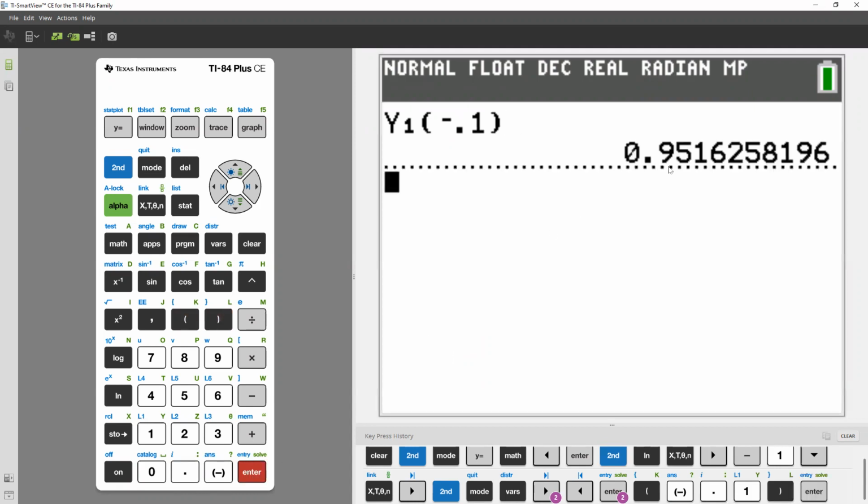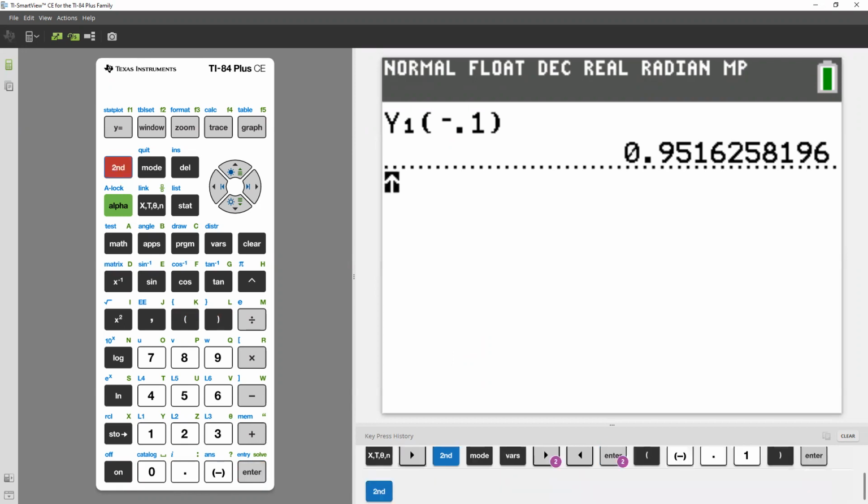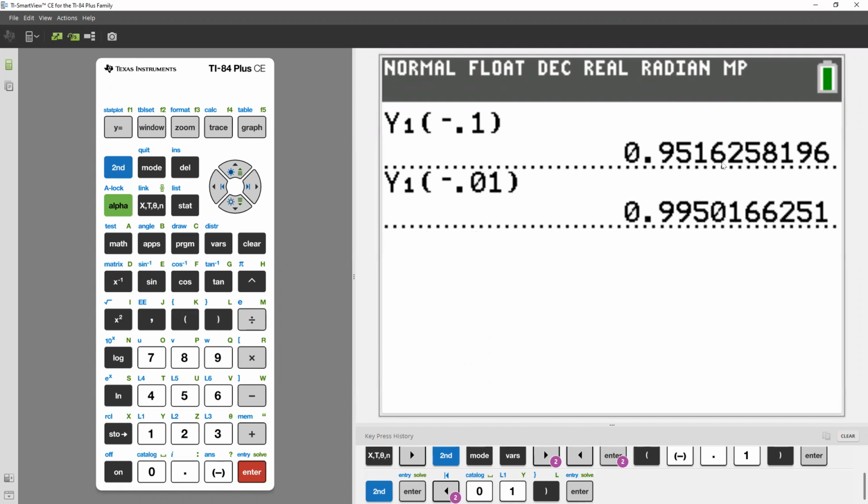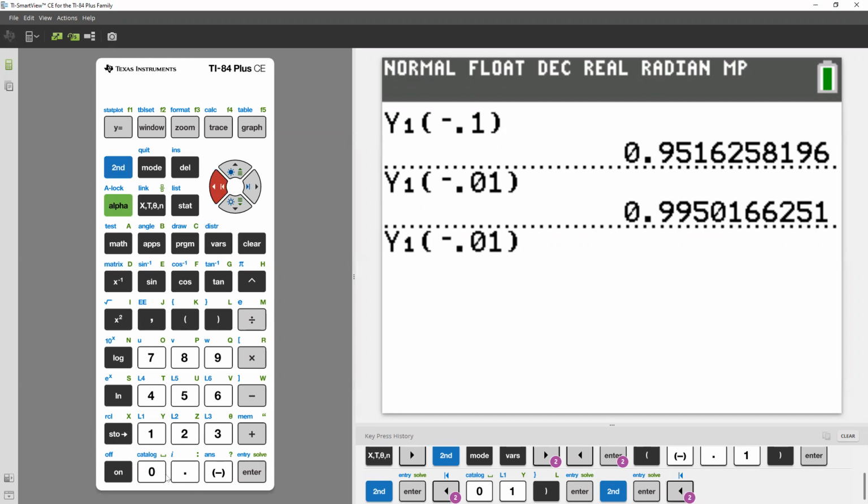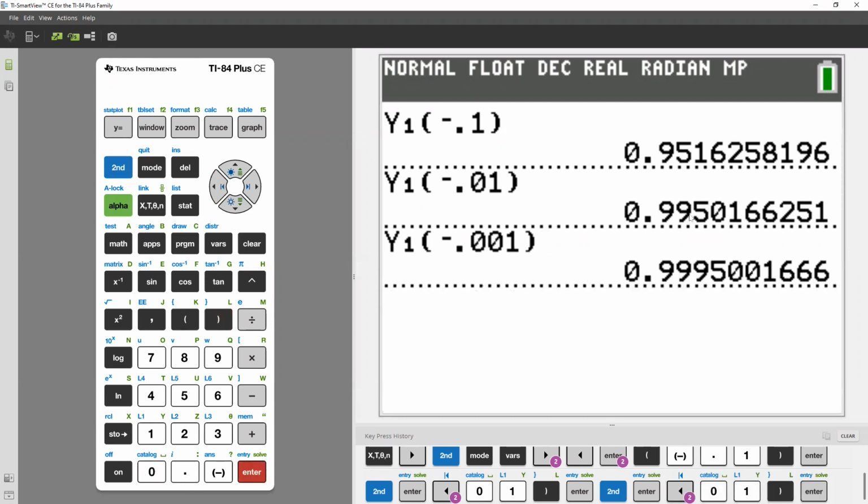We get 0.95. Okay, so let's do it again, except we're going to get closer to 0 by putting a 0 here, so negative 0.01. And then we click enter. Now we have 0.95 first, now we have 0.995. Okay, let's do it again, and we'll put a second 0. And again, and so now you can see what's happening. First there was 1 nine, now there are 2, now there are 3.